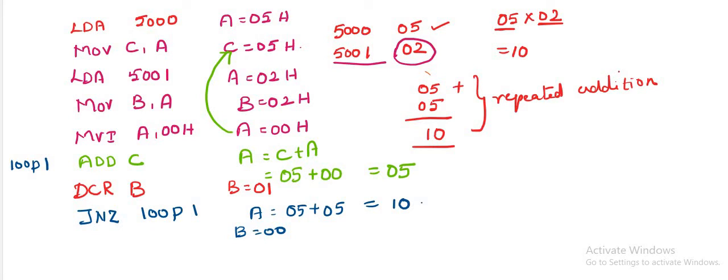Then we have to store the output. Store the accumulator value to another location. We have already used the inputs, 5000 as 05 and 5001 as 02. Next we have to store the output at 5002. So 5002 is the output. Then HLT.